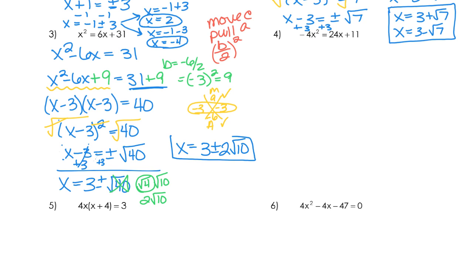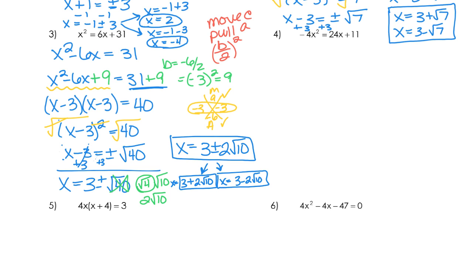And we can leave our answer like that, or you can separate them into 3 plus 2 square root of 10 and 3 minus 2 square root of 10. It's up to you. We'll just write them down just so you know. That would be one of your x equals, and then your other one would be this. But again, you don't have to separate them unless you want to.